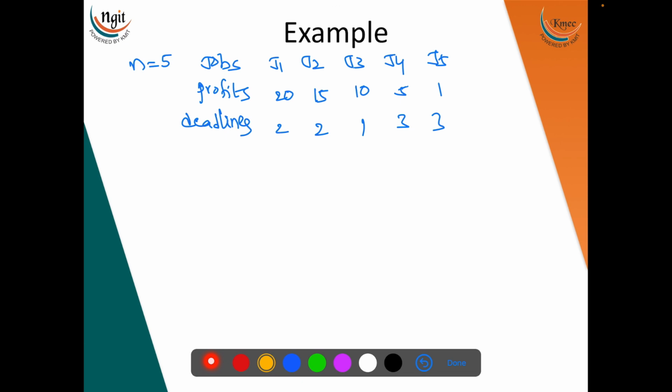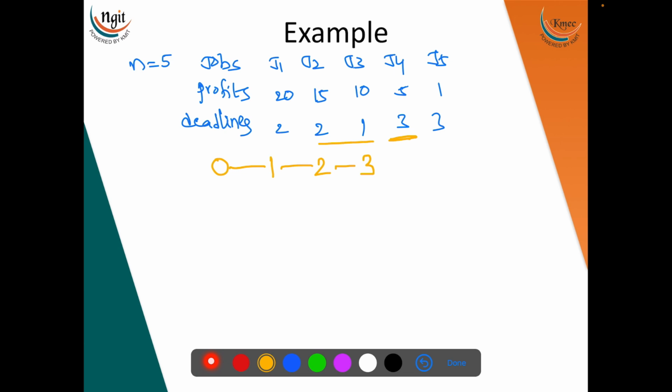This example has 5 jobs, and each job has a corresponding profit and deadline. As I told you in the previous example, the maximum deadline tells you the maximum number of jobs we can finish in the given deadline. So I can take the slots 0 to 1, 1 to 2, 2 to 3. Now the question is, which job gets which slot? The choice of slot for a job is always decided based upon the deadline of the job.